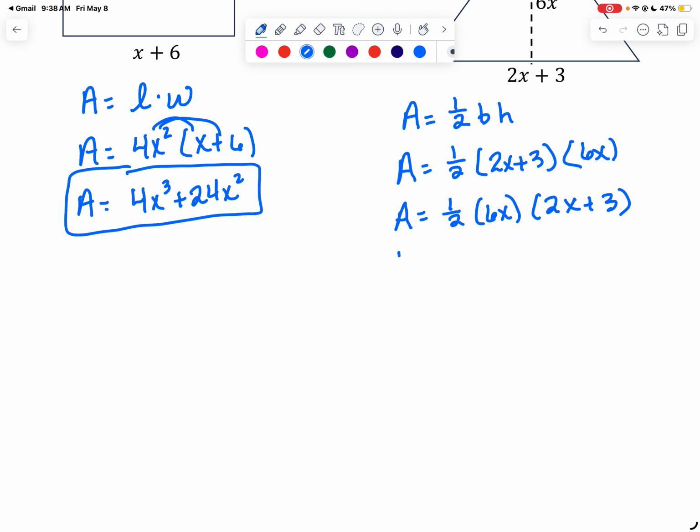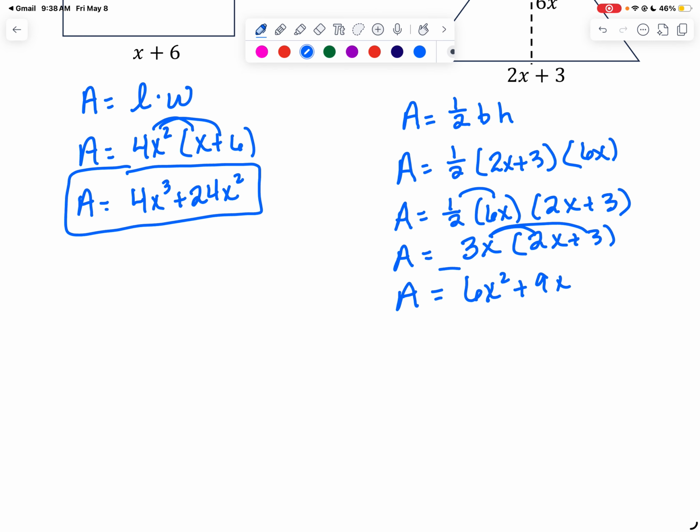Because now I can multiply 1/2 times 6x to get 3x, and then I can multiply that by the 2x plus 3. So 3x times 2x would be 6x squared, and 3x times 3 would be positive 9x. And that concludes today's lesson, how to multiply a polynomial by a monomial.